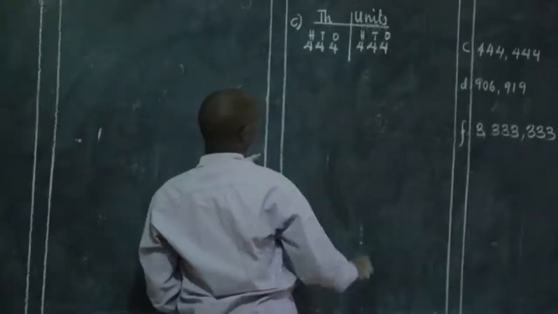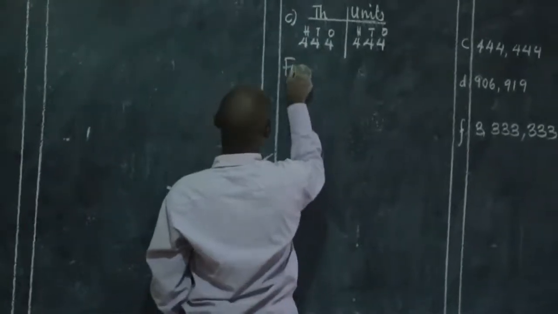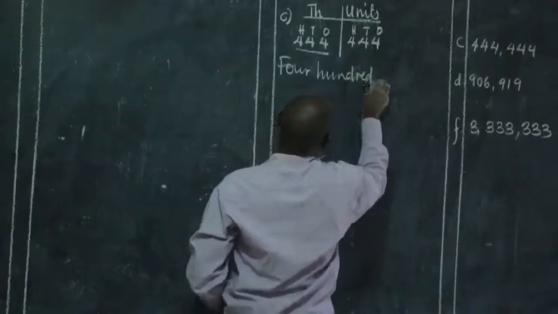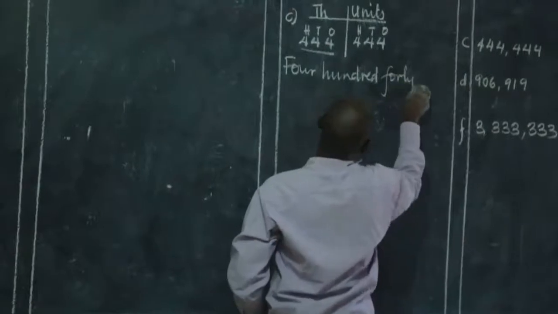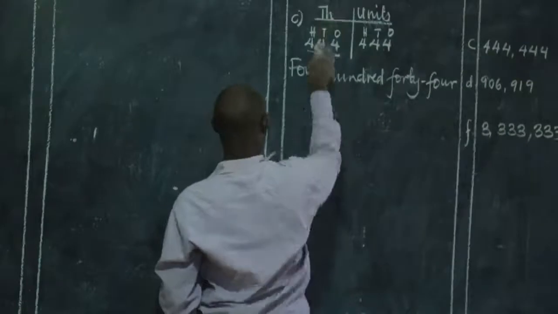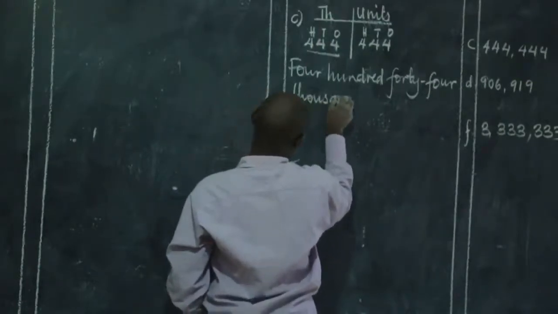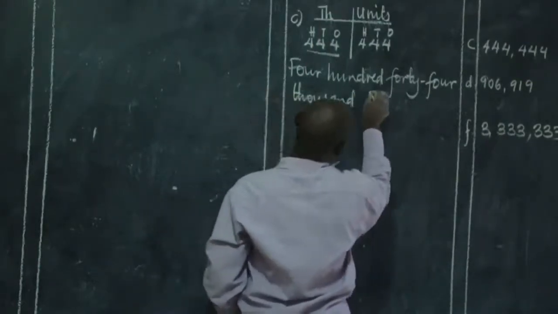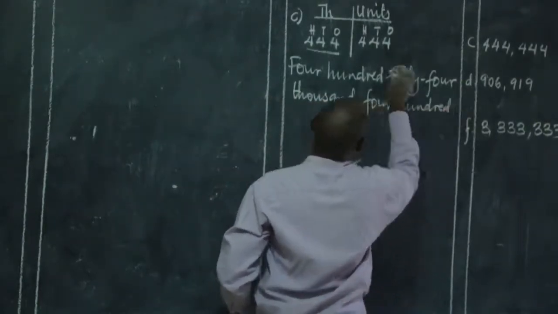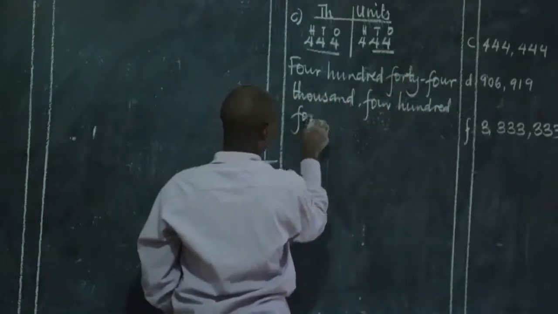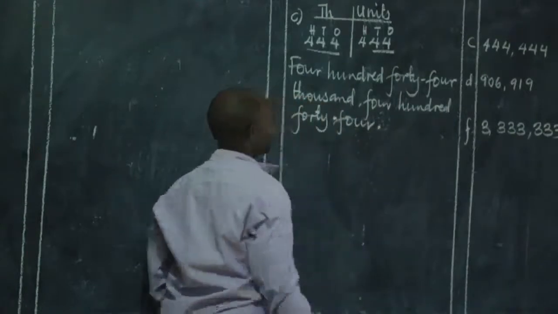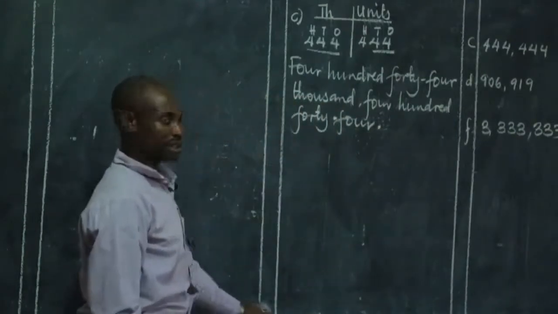So when you are told to write this in words, you are going to have 4, 100, 40, check the spelling of 40, 4. Then 1,000, then 400, again 44. Okay? That's what I expect you to have written.